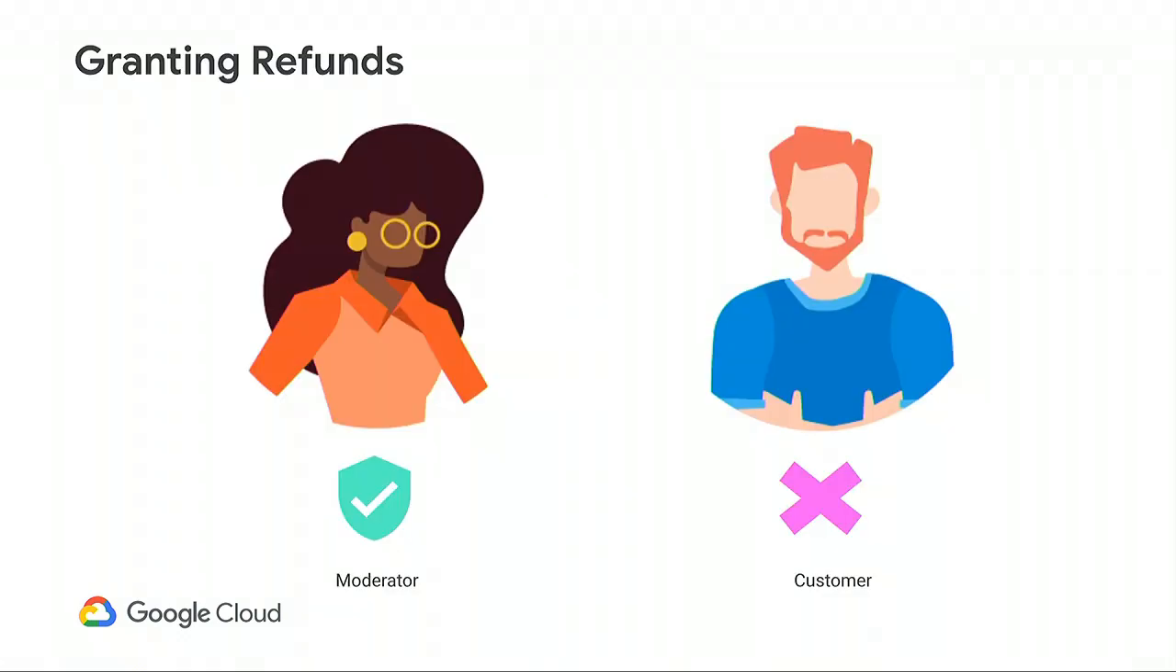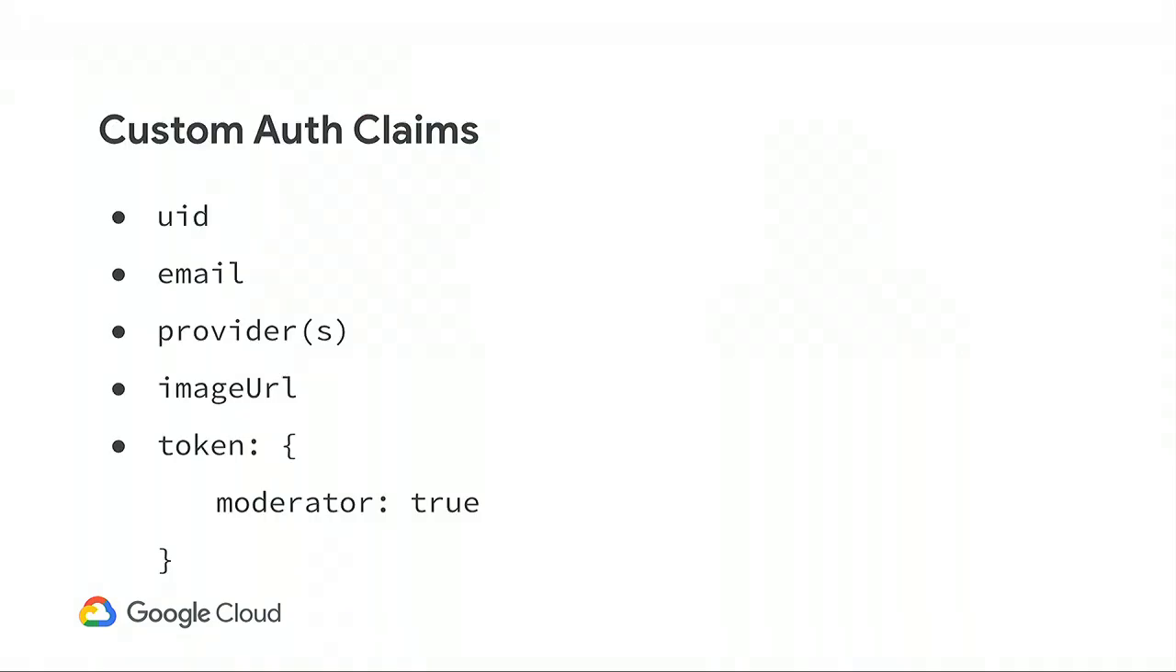So we need a way to distinguish between moderators, which right now is just us, but as our company grows, there could be more of them, and regular customers, so that users can't just approve their own refunds. The way that we're going to do that is through a concept called custom claims.